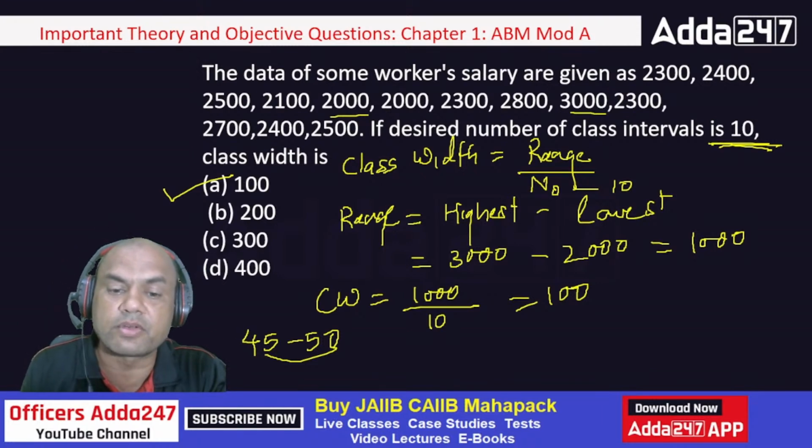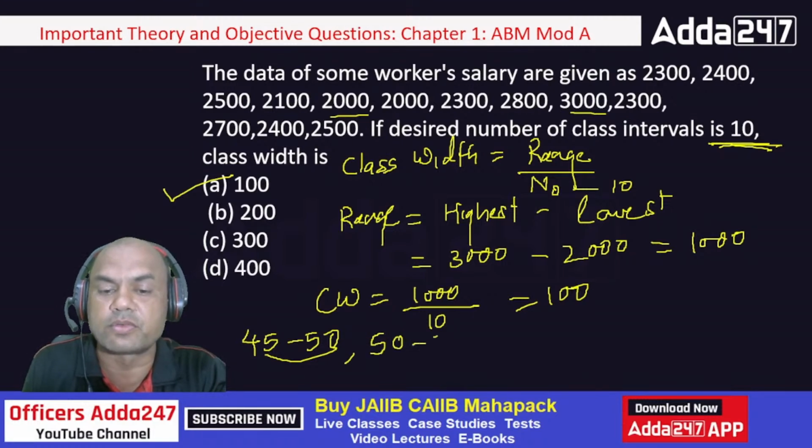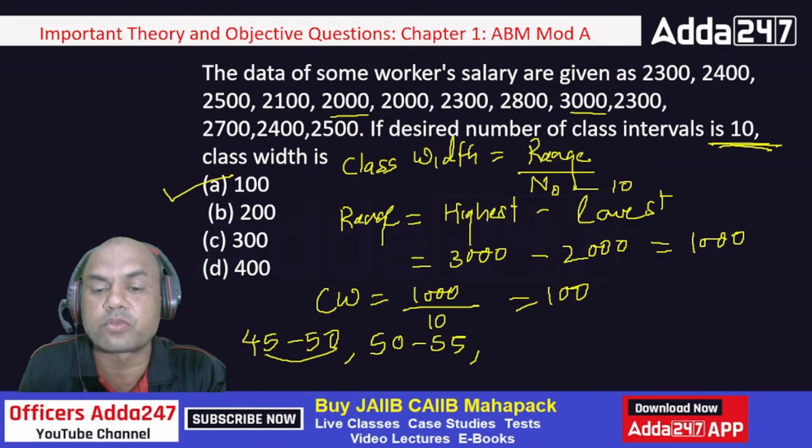And this is common everywhere. Suppose I write 45 to 50, then I'll write 50 to 55, isn't it? Then 55 to 60. So everywhere it's 5 only. So class width means that. So the answer over here is 100.